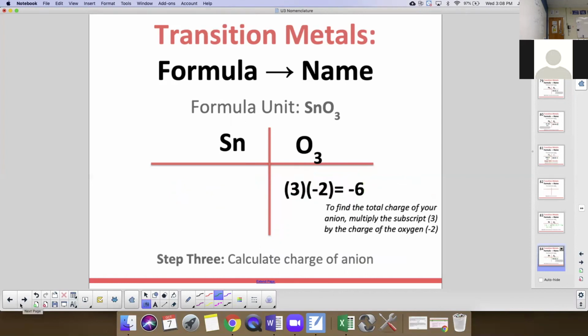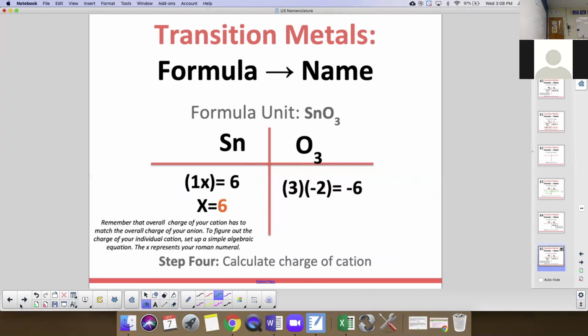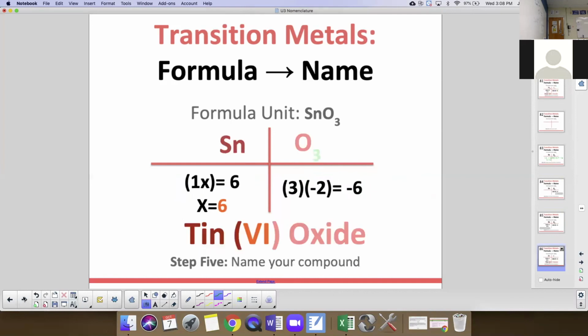So here it is in steps. Got my 6. So now what do I have? Tin, 6, oxygen. Tin 6 oxide. It tells you what tin you're working with. What's oxide? Oxide. Remember, change your ending to I. Yep. Keep that first syllable, change it to I.